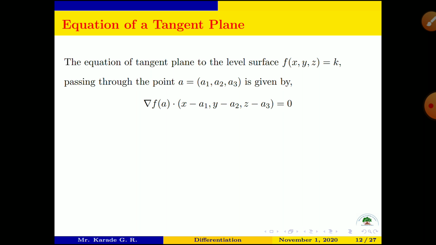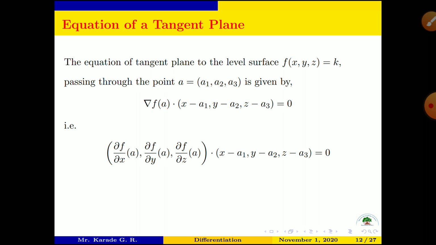surface. Therefore the gradient of f at a and the vector (x - a1, y - a2, z - a3) are perpendicular, and therefore their dot product is 0. Therefore the gradient of f at a dotted with (x - a1, y - a2, z - a3) is equal to 0. But the gradient of f at a is nothing but (∂f/∂x at a, ∂f/∂y at a, ∂f/∂z at a), dotted with (x - a1, y - a2, z - a3), equal to 0.